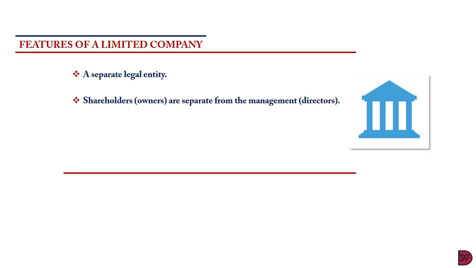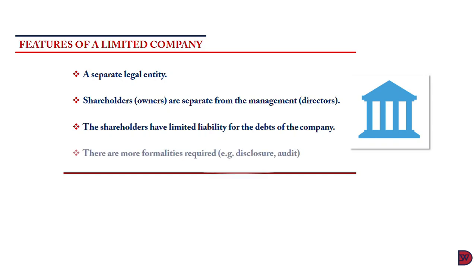Now, the managers of a limited company are known as directors, who are distinct from the shareholders, which is the owners. Shareholders need not necessarily run a limited company, and if they do, they will be wearing two different hats and performing two different roles. Shareholders' liability to the debts of the business is limited to the value of their shareholding and cannot be extended to their personal property. Lastly, there are more formalities required in establishing and running a limited liability. Example, many disclosures, auditing of financial statements, and what have you.